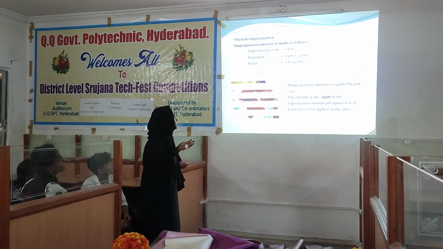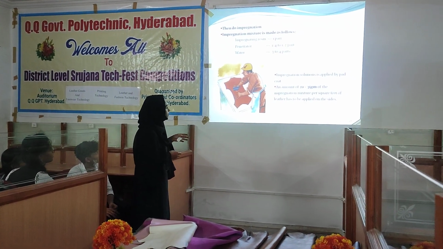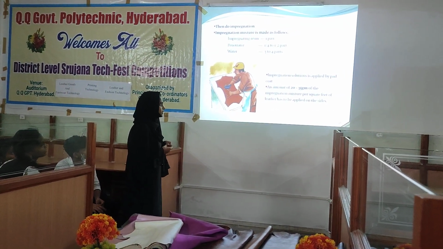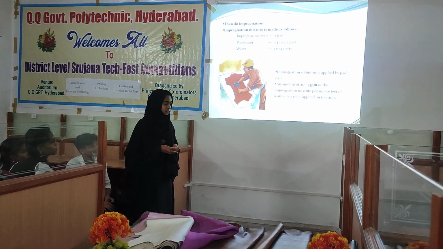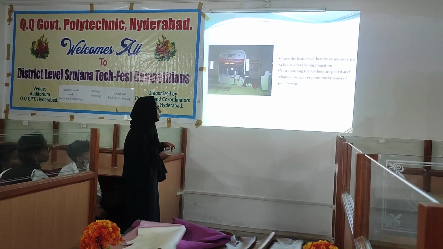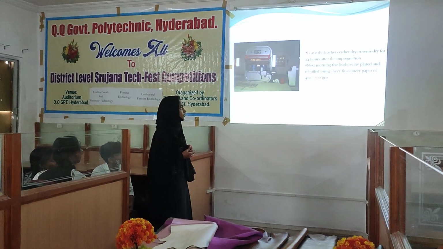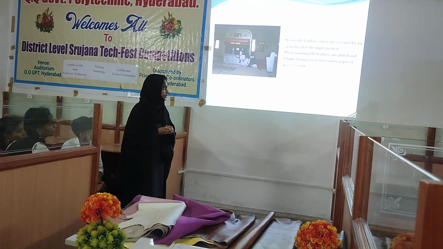Here we have some chemicals used. An amount of 20 to 35 grams of impregnation mixture per square foot will be applied on all sides. Next step, the leathers are plated and rebuffed using very fine emery paper of 400 to 600 grit.